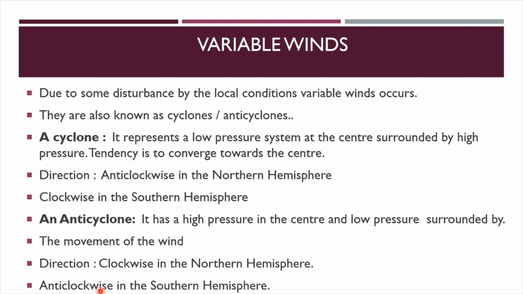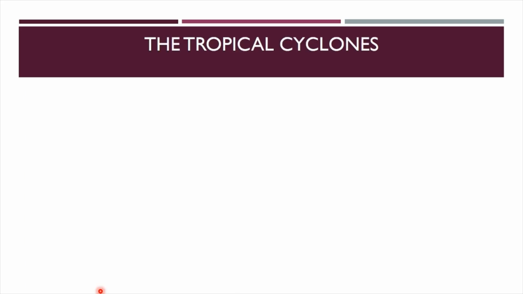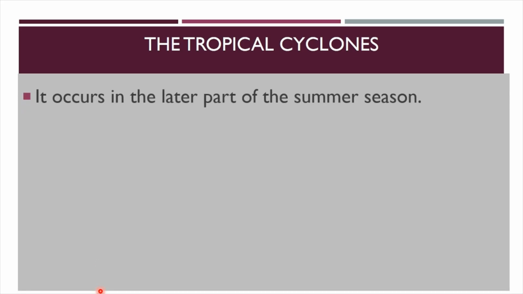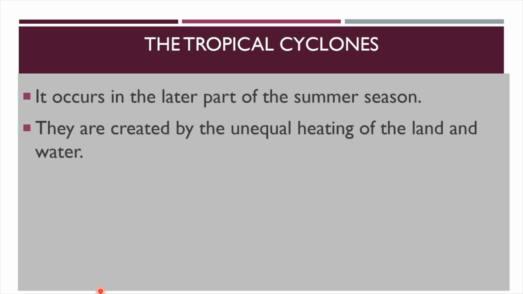Can we go to the next? Tropical cyclones. So tropical cyclones are there, temperate cyclones are there, and anticyclones are there. We are going to discuss tropical cyclones. It occurs in the later part of the summer season. Okay, so they are created by the unequal heating of land and water.